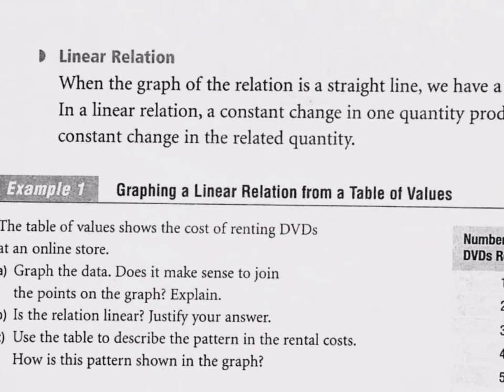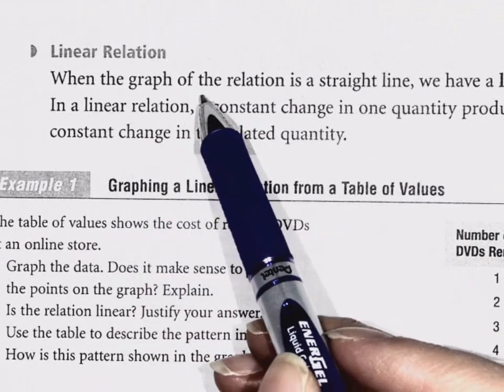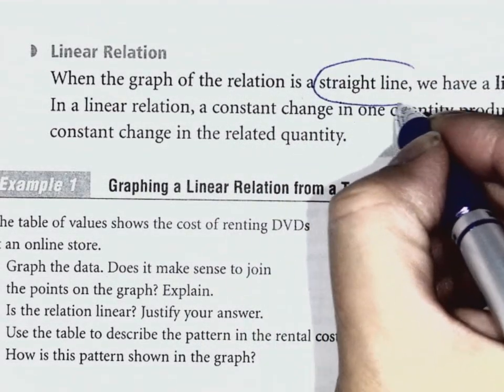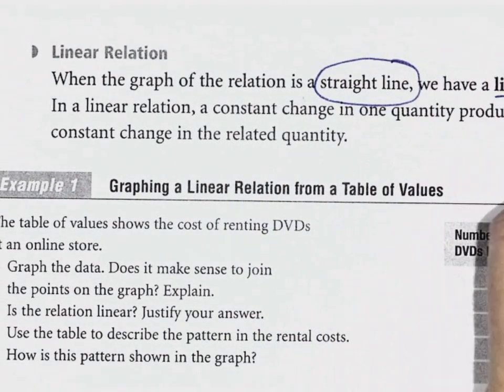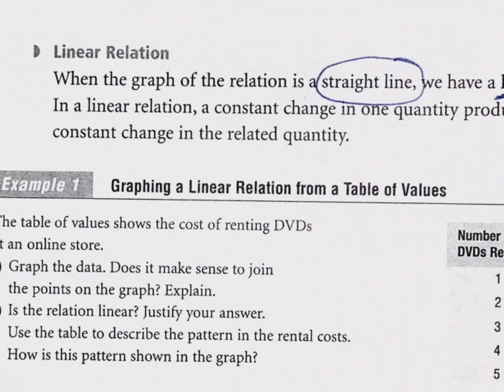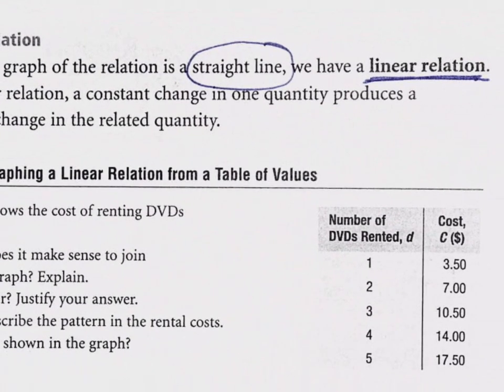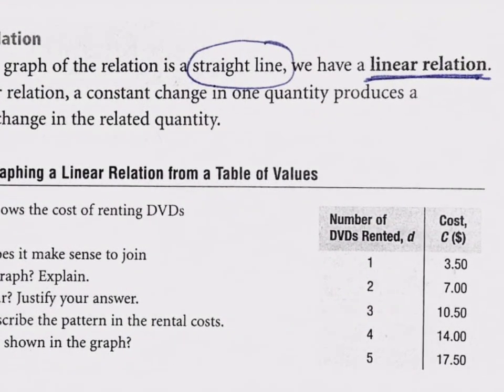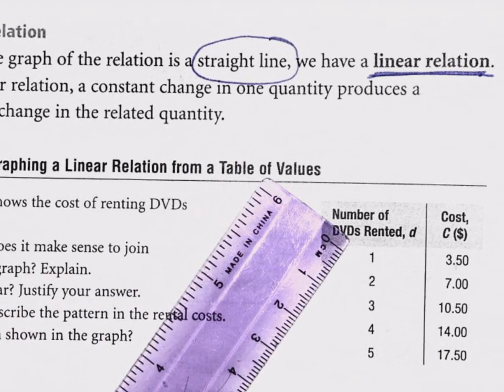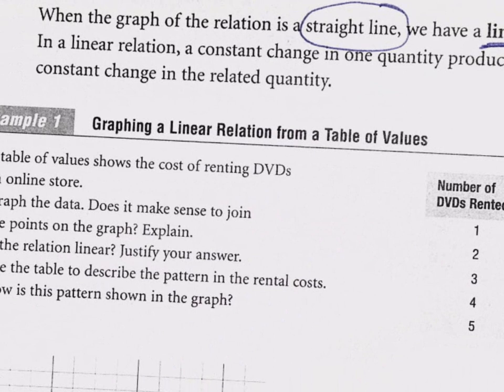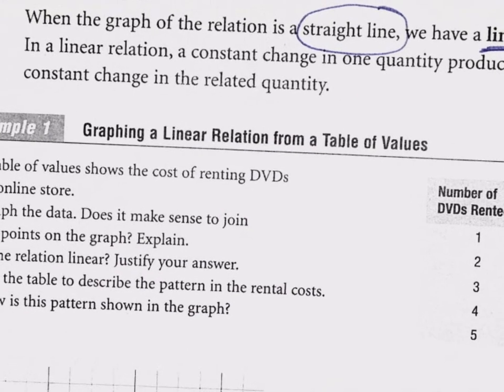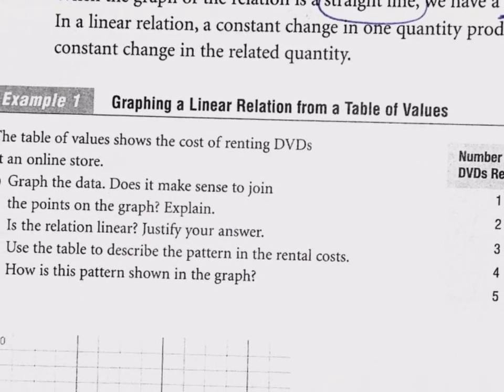Oh, we should mention, we talked about this a little bit. When the graph of the relation is a straight line, we say it's a linear relation. When things are connected together, it's a linear relation. So it's going to result in a straight line. If you lay that ruler on your graph and those dots line up in a straight line, you're golden. All right. Here we go.